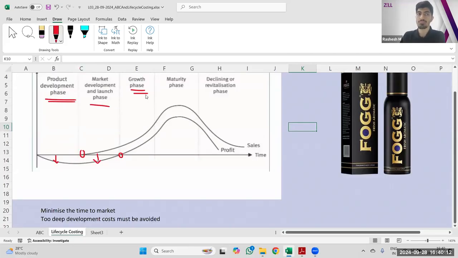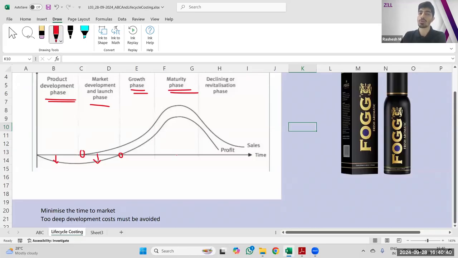Correct? In the growth phase, what happens? The growth phase is where people start finding out about your product. If your product's good, people recommend your product. That's what happened with Fogg, that people recommended it to their friends and family. Try this, it's different, it works. And the word of mouth gets you going. That's where you do more and more brand advertising, so people recall you, people buy you. And this is where your sales and your growth or profit start going up.